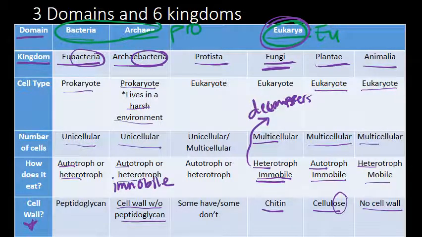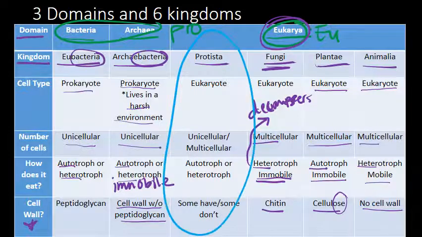Now, our very last one, the one I skipped earlier, was Protista. Why did I skip Protista? Protista is the only one in eukarya that does not have specific characteristics assigned to it. Why? It's basically the catch-all, meaning if I found something, I discovered it, but I don't know if it's a fungus, a plant, or an animal, but it is eukaryotic, I just stick it into Protista. So notice they're all eukaryotic. That's the one thing they have in common. Some are uni, some are multi. Some are auto, some are hetero. Some have walls, some don't. So it's very diverse in this group because it's the catch-all kingdom.